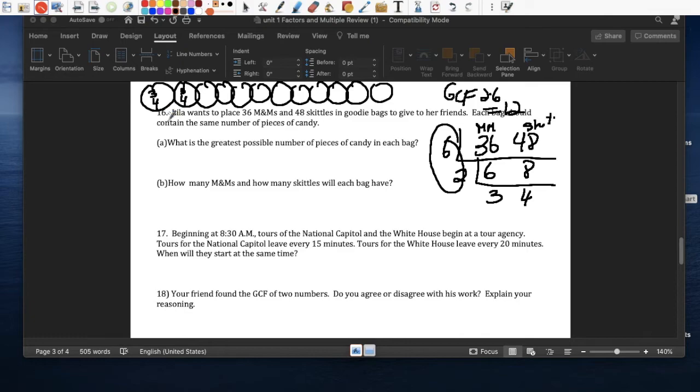So how many candies will each bag have? Each bag will have 7 candies. It's going to be 3 M&Ms and 4 Skittles in each bag. Okay.